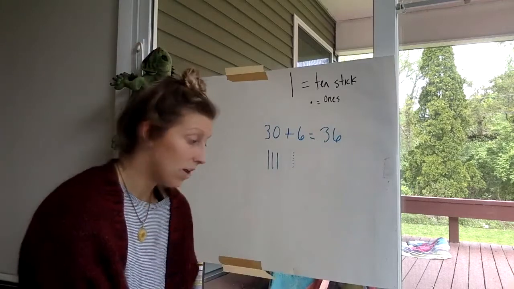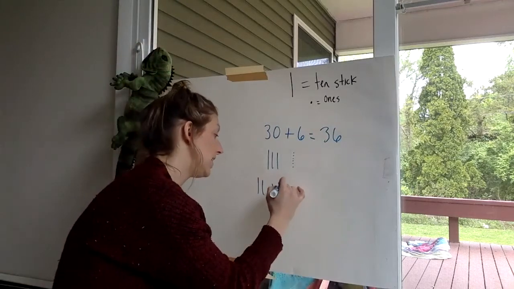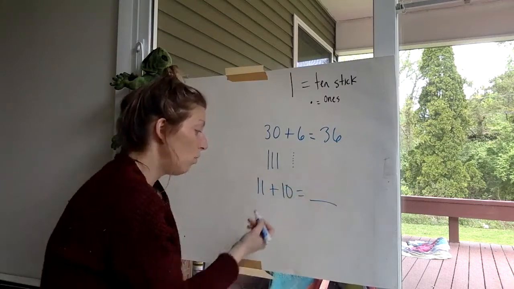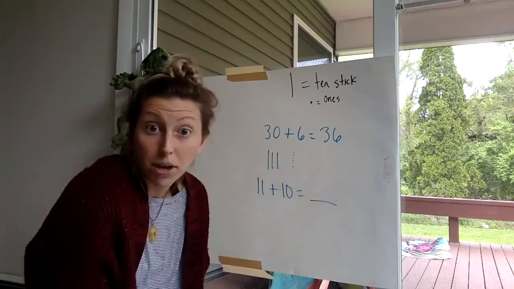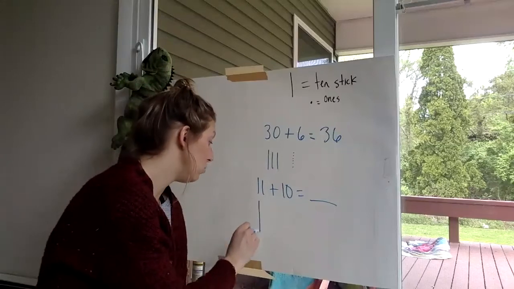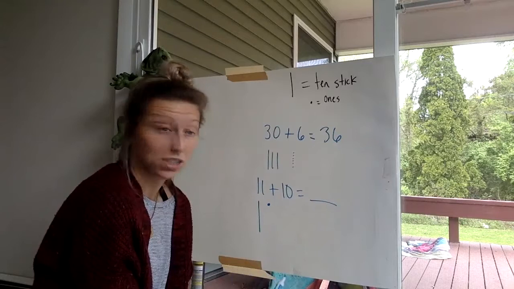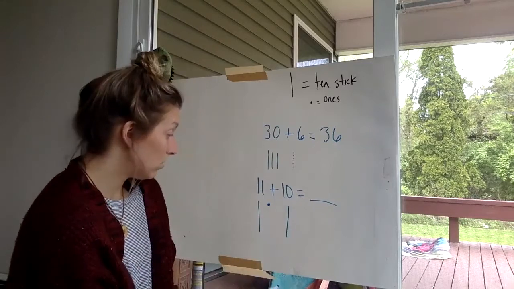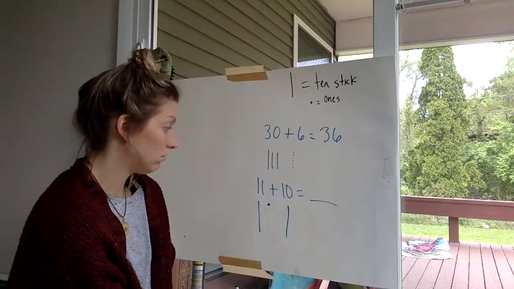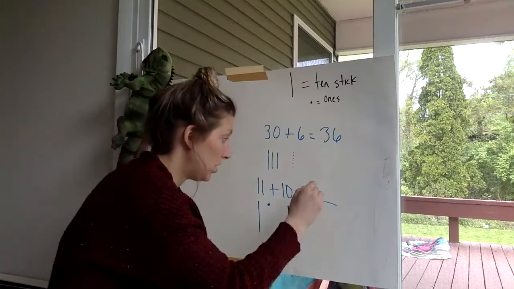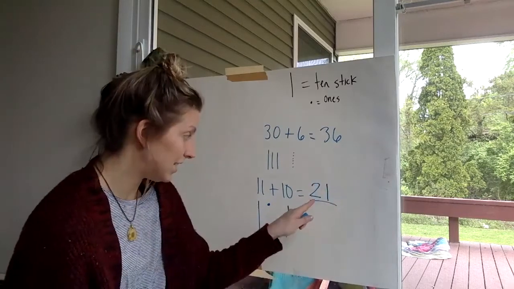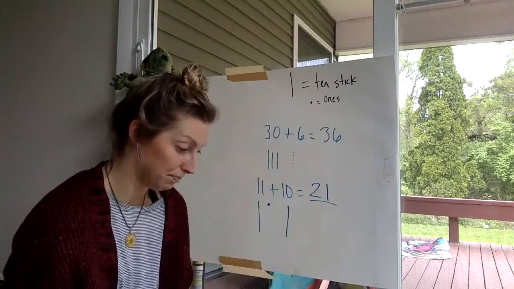All right. Now, if I had something like 11 plus 10, what does that equal? Well, I can again draw it using my quick tens. So 11 is going to be 1 10 stick and a 1. And then my 10 is just going to be a 10 stick. So if I combine those, I have 2 10 sticks and a 1. Simple. 21. 2 10 sticks and a 1 to make 21.